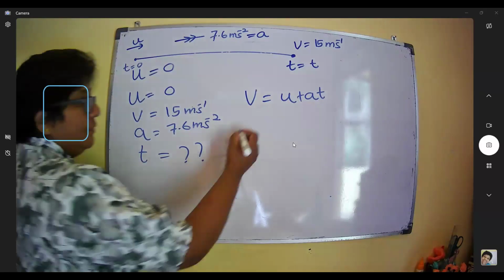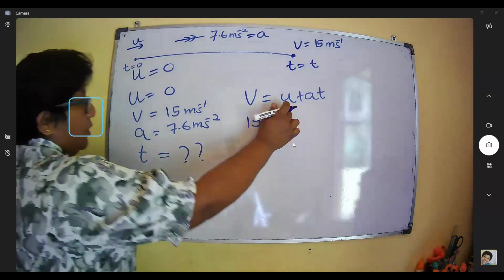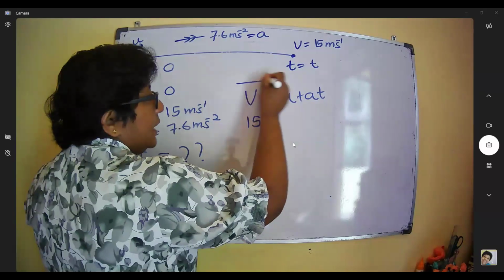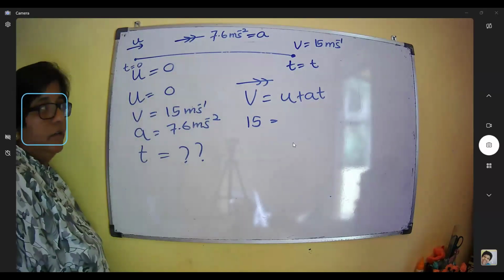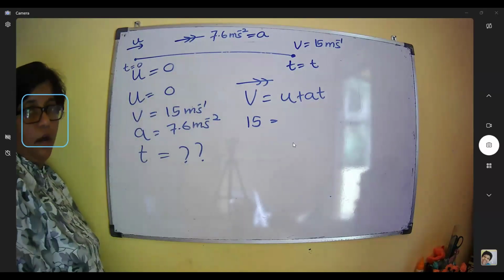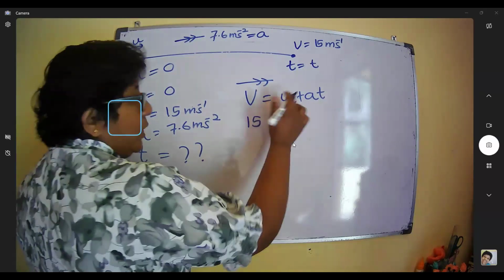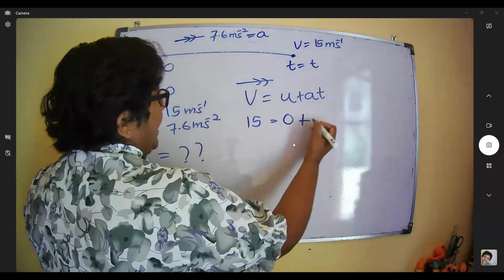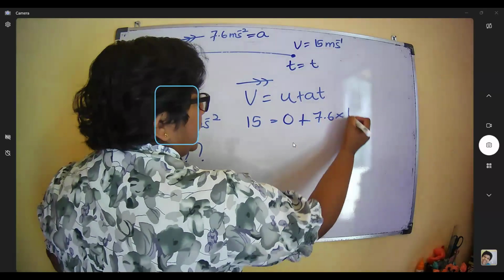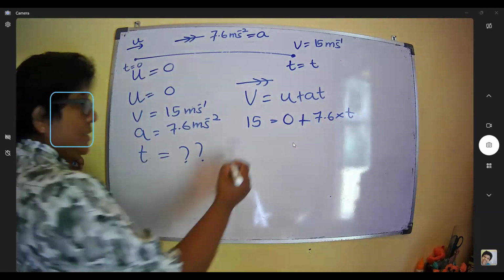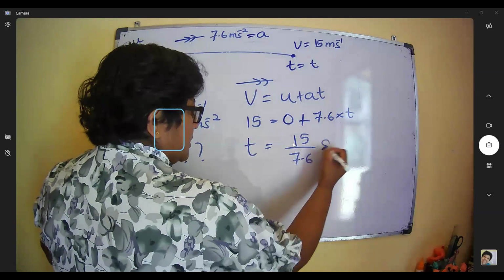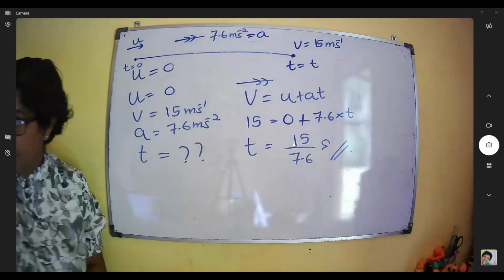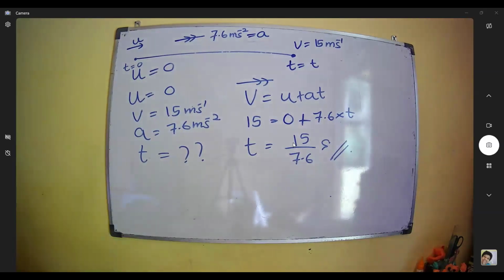v is 15 and u is 0, and a also. The direction is the positive direction, right? They did not mention negative values. Then 15 equals 0 plus 7.6 into t. Then we can find t: 15 divided by 7.6 seconds. This is the answer. Then you can calculate, right? Very easy questions in the kinematic equations.